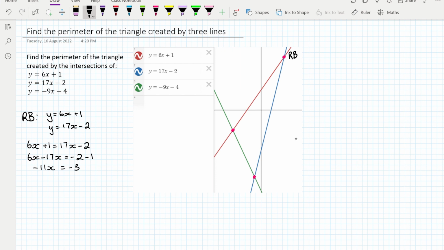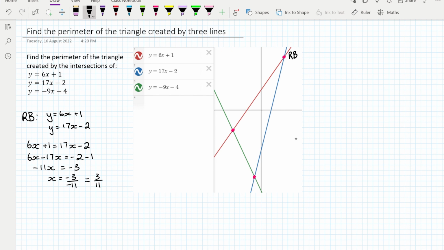And we're going to divide by negative 11 to get x on its own. And that's going to give us negative 3 divided by negative 11, which then we just get rid of the negative signs and we get 3 over 11. So that's a positive one. Okay, fantastic. So now that we've got that one, we can substitute our value of x back into one of our equations. We can pick either one of them.